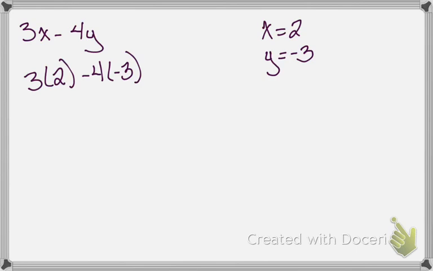So I've got 3 times 2 is 6. -4 times -3 is +12. And so I'm left with 18.